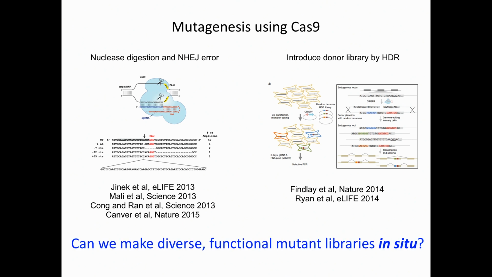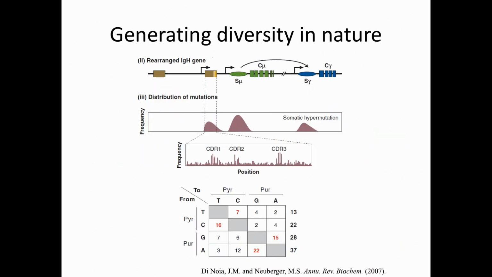So what we wanted to do was to come up with a way of creating diverse but functional mutations in the genome in situ. And so to do this, we turned to the way it's done in nature. With remarkable precision, during the process of antibody somatic hypermutation, your body has a way of creating mutations only at the diverse region of the antibody. And so nowhere else in the genome, but only exactly in this diverse site in the genome. And so this is done using the enzyme AID.